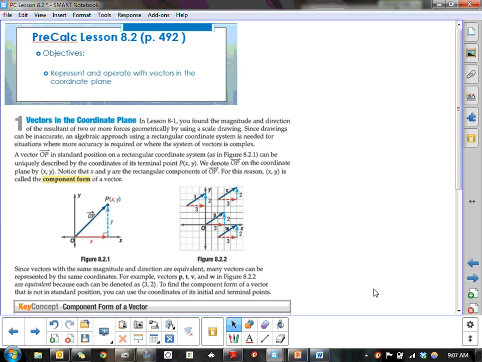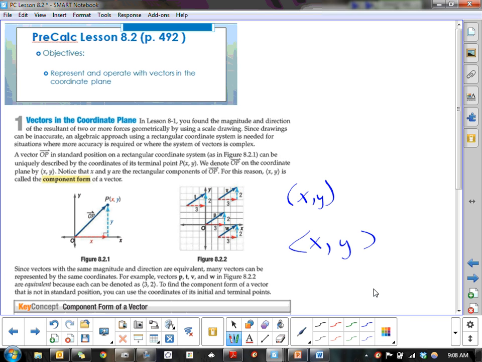For this reason, the chevron, x comma y, is called the component form of a vector. Now they want to make sure that we can distinguish between an ordered pair and the component form of a vector. If we see x comma y, that represents the ordered pair. It's a single location in space. But if they put the chevrons around x comma y, that means they are the components of the vector. And the components are your horizontal displacement and your vertical displacement at right angles to each other.